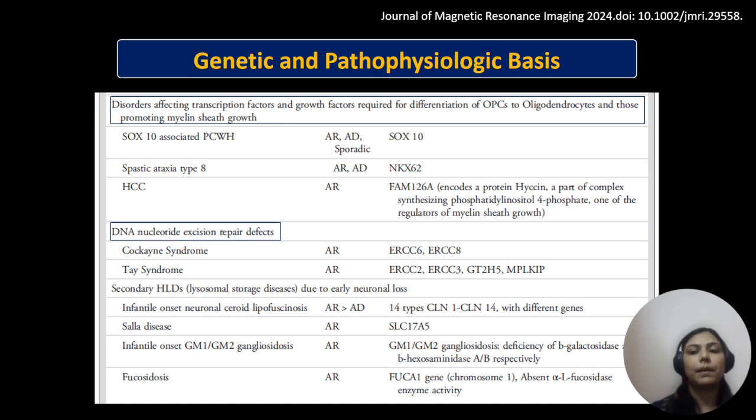In addition to the primary hypomyelinating leukodystrophies, we may have secondary hypomyelinating leukodystrophies, which occur due to early neuronal loss. Here, myelin deficiency is not due to primary myelin loss, but it is due to the neuronal loss that leads to secondary myelin deficiency and can be seen in certain lysosomal storage disorders.